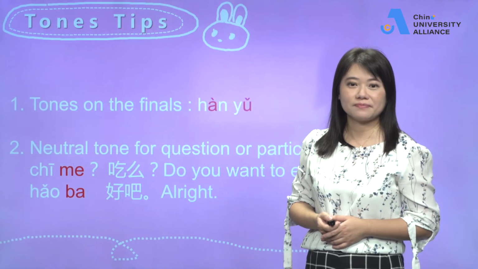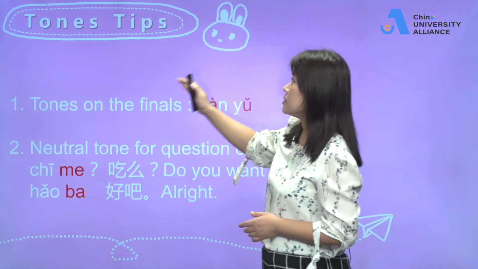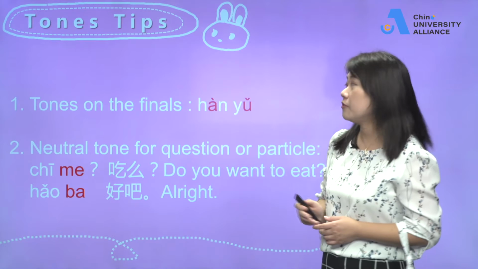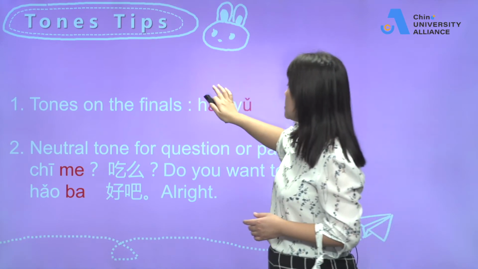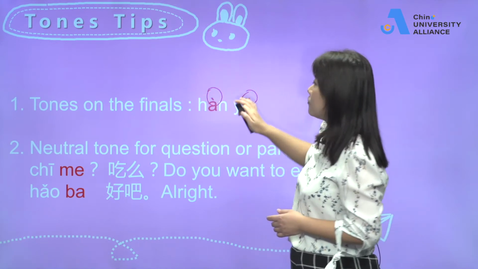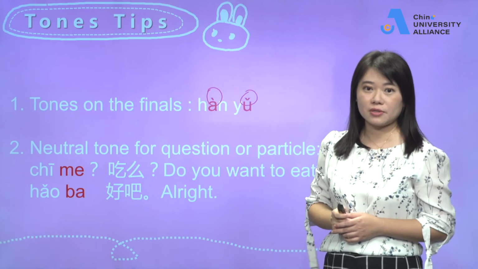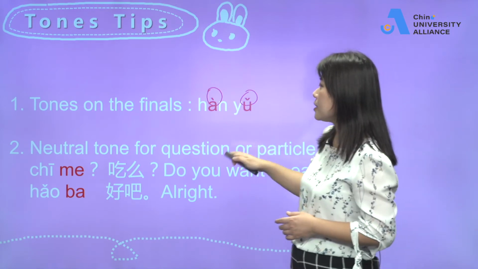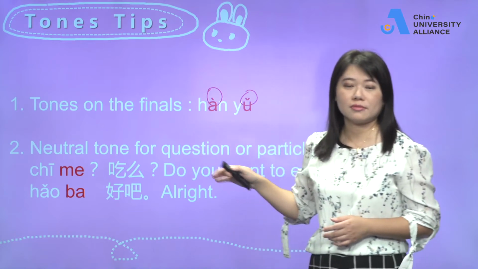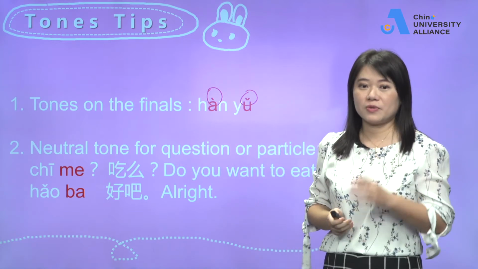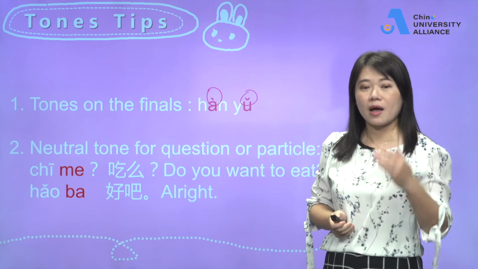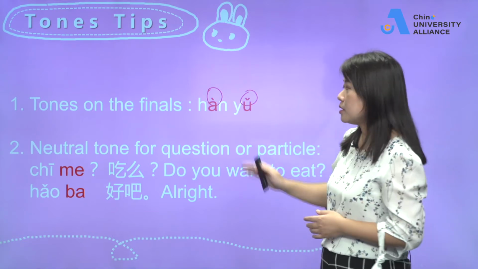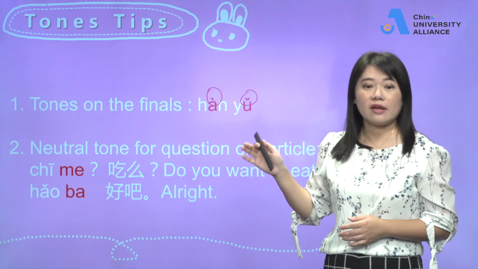So let's move on. Here are the tone tips we need to know. The first one, the tones are always on top of the finals. Whenever you see a tone, you know there's a final under the tone. And the second one is about the neutral tone. Actually, there's a 5th tone in Chinese Pinyin, except the four. But the neutral tone normally doesn't have a tone.